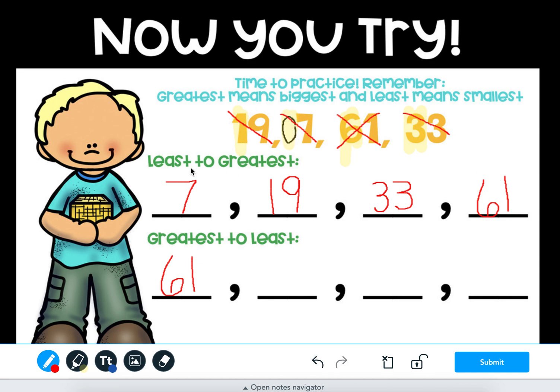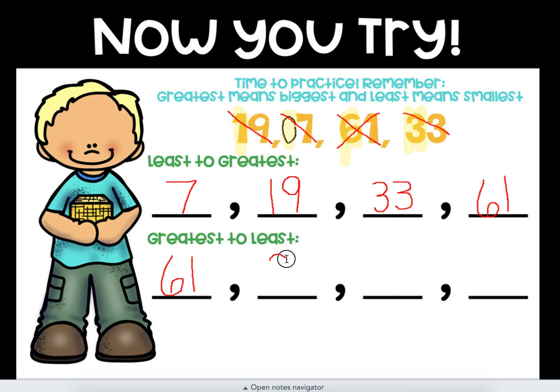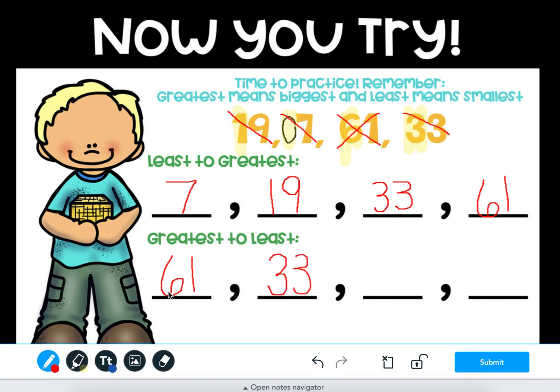Let's take a look at the digit in the tens place. I have a 1, a 0, and a 3. Which of those is the biggest? If you said 33, you are correct. Are you noticing any patterns between the two that we are writing down? 61 is first, 61 is last. 33 is second, 33 is third.